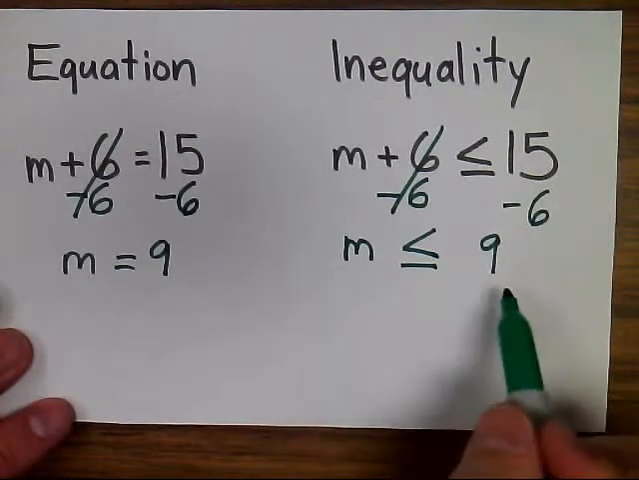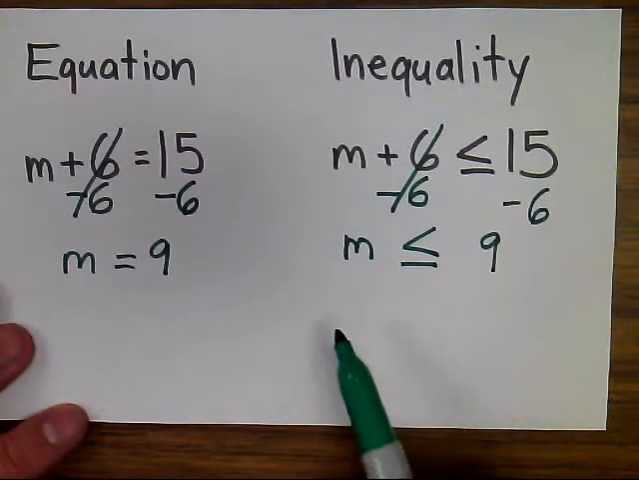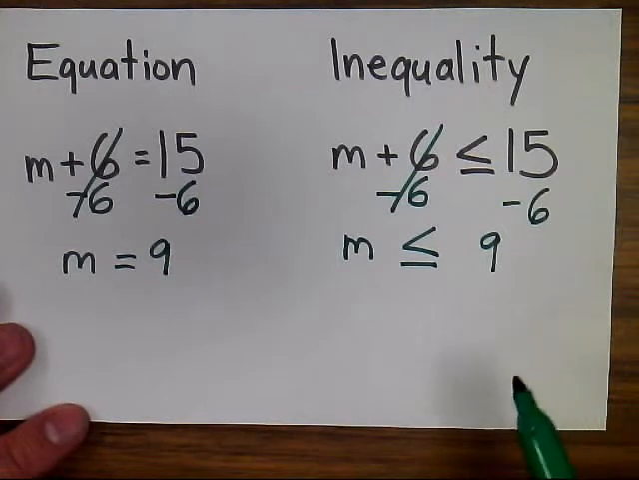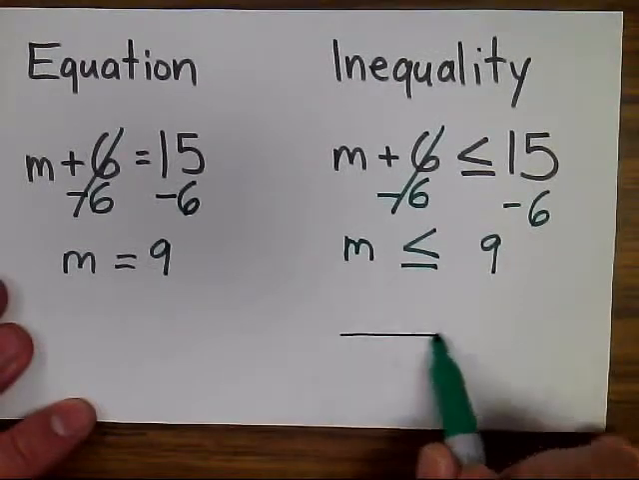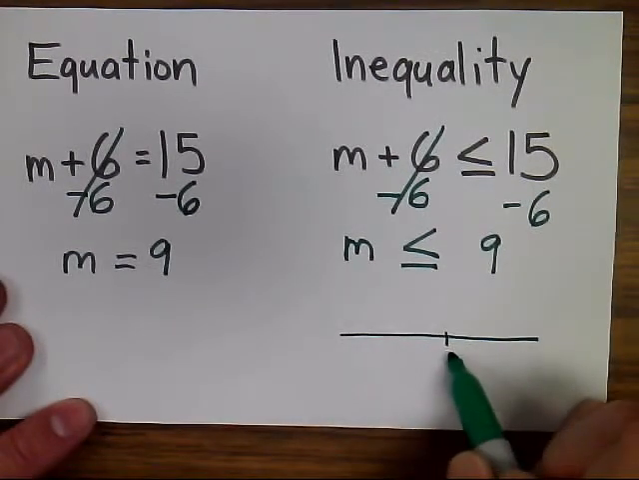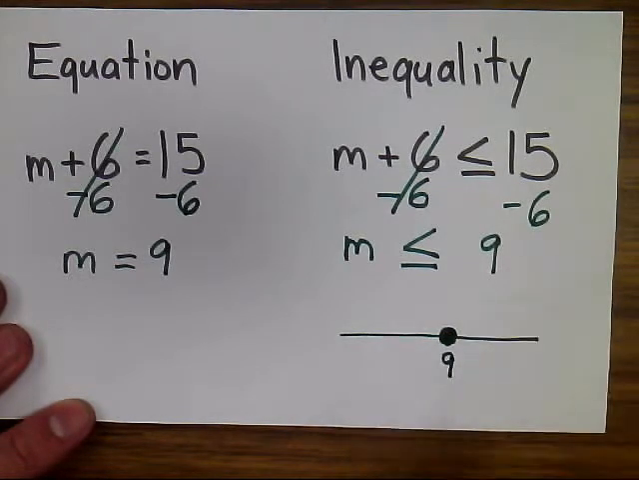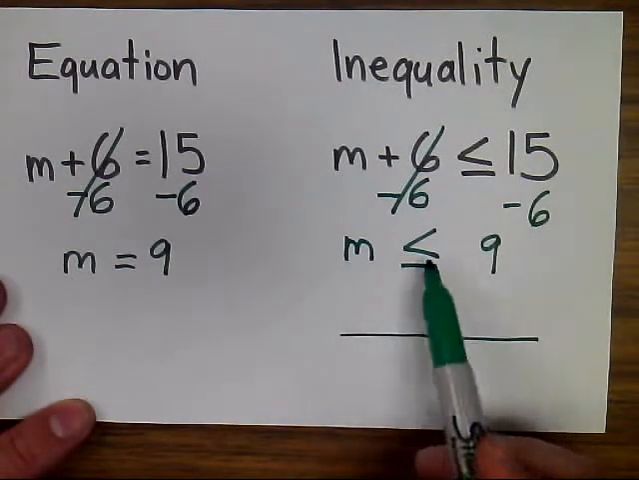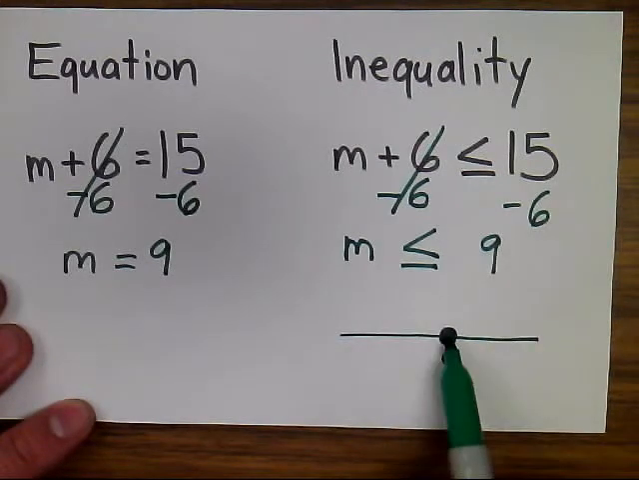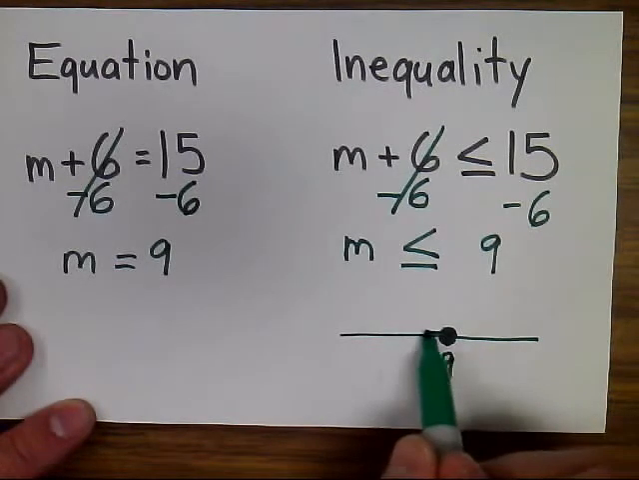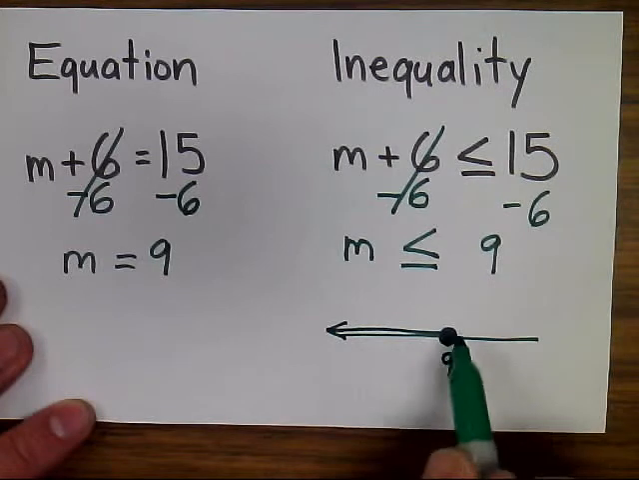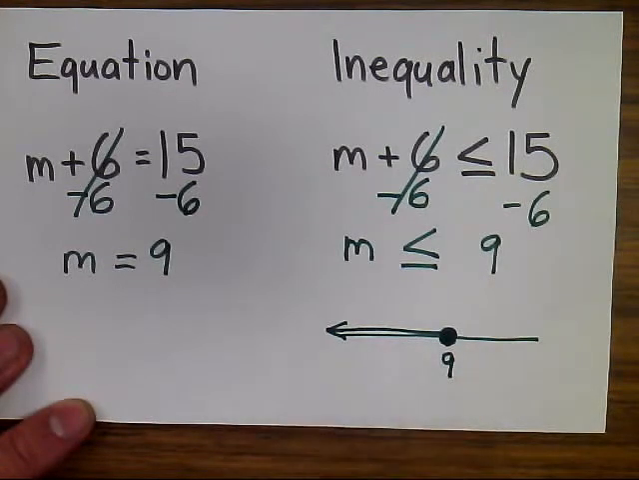We know that 5 is less than 9. We know that 2 is less than 9. Negative 4 is less than 9. So what we do is we create a number line where 9 is labeled. And because 9 is a member of my solution set, 9 is less than or equal to 9, I would shade in the 9. And then I'm going to draw an arrow pointing to the left, because every answer to the left of 9 would be part of that solution set.